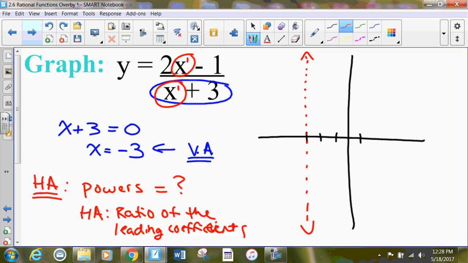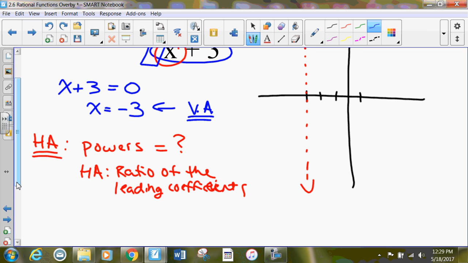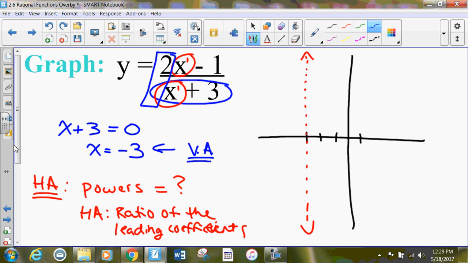Anyway, so regardless, ratio of the leading coefficients, which means that when we look at this and we have it in the correct order that a polynomial would be in, where the highest value for the exponent is first and then it decreases, we see that our leading coefficients, we have a 2 in the numerator and we have a 1 in the denominator, right? When there's nothing there, there's really a 1. So we know that we're going to have a horizontal asymptote at y equals 2. So we're going to go back to our graph and we're going to go to the y-axis. We're going to find a 2 and we're going to put in our horizontal asymptote.